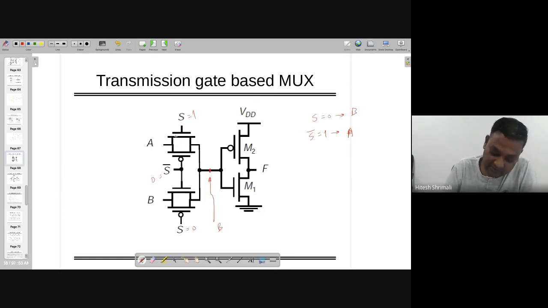this is selected, no problem, and this particular transistor is going to be off. So A will be transmitted over here without losing the supply voltage. It will not be VDD minus VTN, but the output is VDD in full value, and after that inverter you can drive whatever you want to drive.